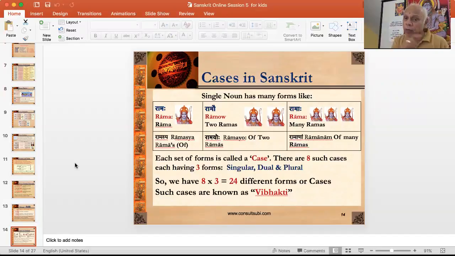So each set of this form is called a case. It's a form. And there are eight such cases, each having three forms: singular, dual, and plural. So how many will we have totally? 8 into 3, which means 24 different forms or cases. And those cases are known as vibhakti. That is called vibhakti. Okay, now let's go further.